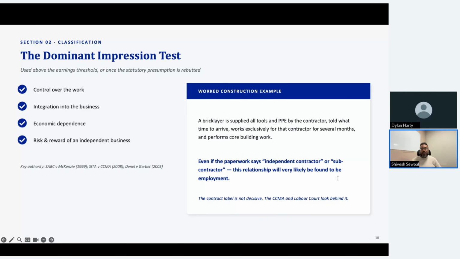So the question is not, what does the contract call this person? The real question is, what does this relationship actually look like day to day on site? That is the question the CCMA will ask.